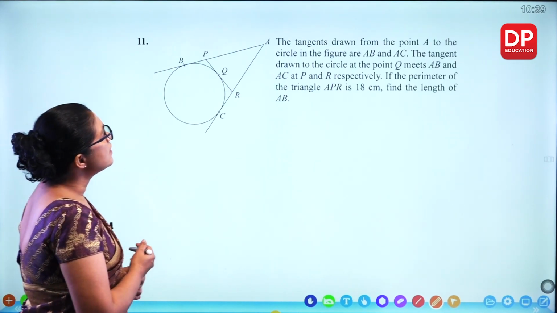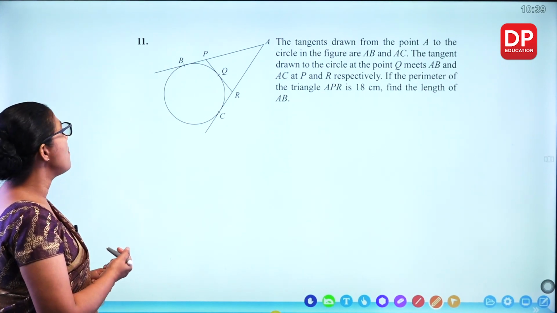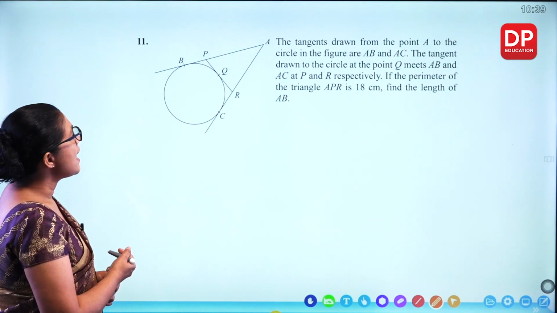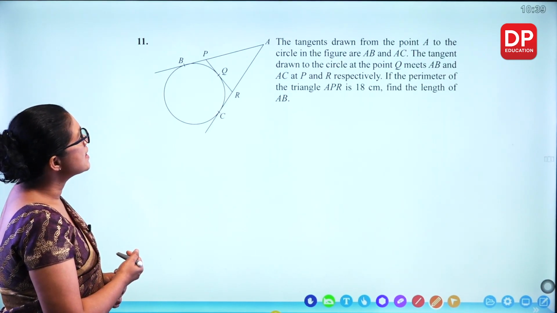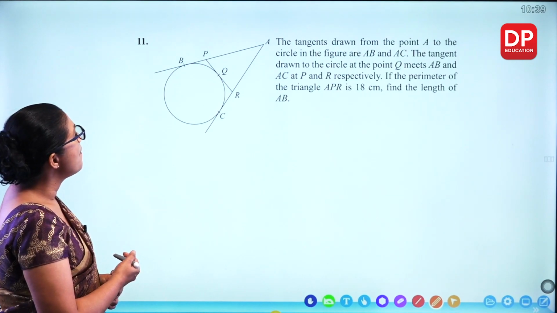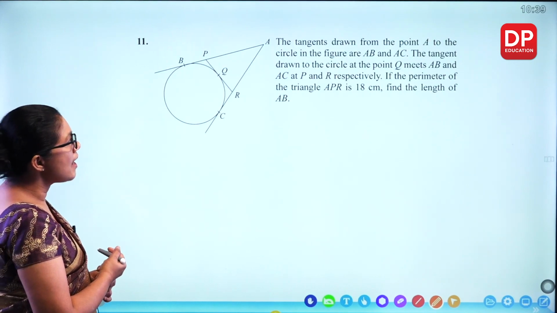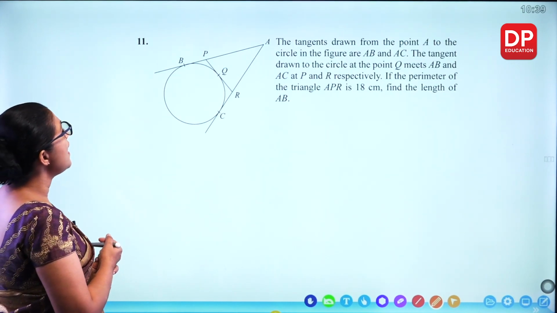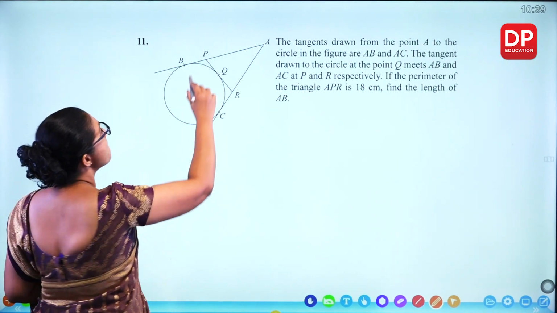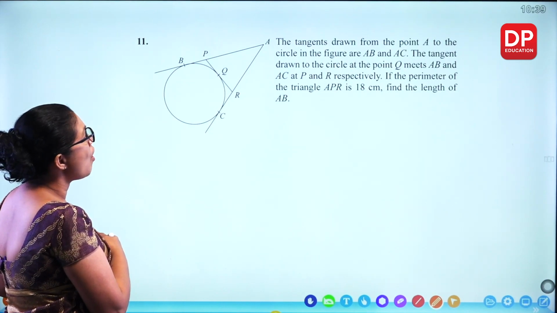11th one. The tangents drawn from the point A to the circle in the figure are AB and AC. The tangent drawn to the circle at the point Q meets AB and AC at P and R respectively. If the perimeter of the triangle APR is 18, find the length of AB.